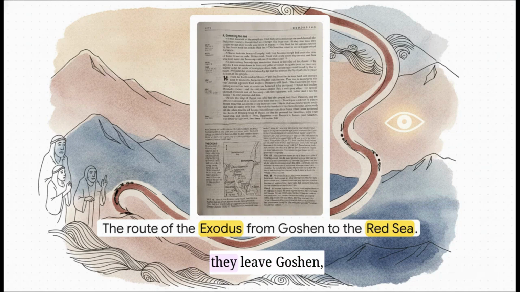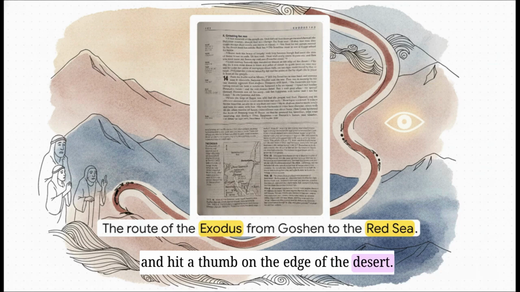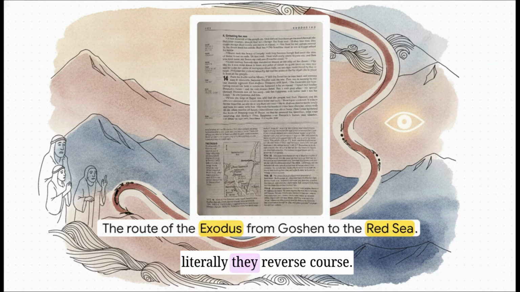If you trace their journey, they leave Goshen, camp at Succoth, and hit Etham on the edge of the desert. But then, following divine instruction, they actually turn back. Literally, they reverse course. They encamp near Pi-hahiroth, right between Migdol and the sea, directly opposite Baal-zephon.